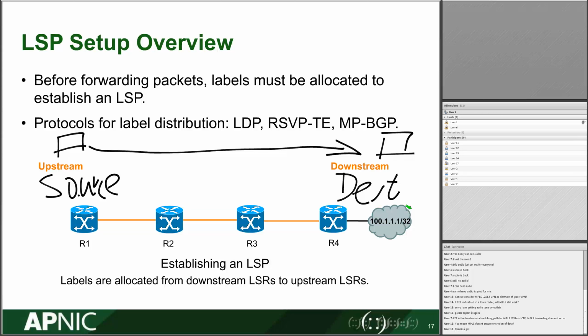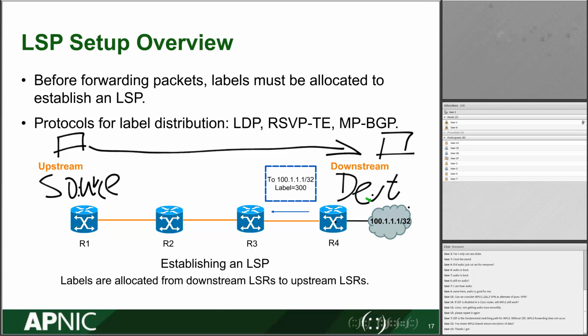Of course, anyone can be the source. Anyone also can be the destination. That is just based on your traffic. Based on this traffic, we decide who will be the downstream and who will be the upstream. And so the traffic is going from source to the destination, and the LSP will be allocated from the downstream to upstream.